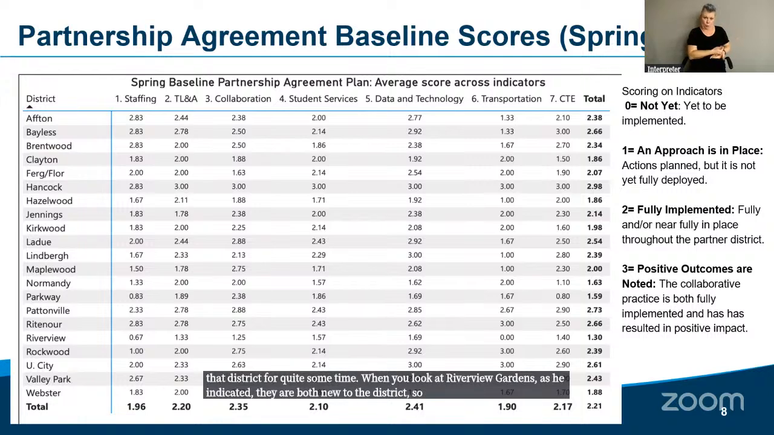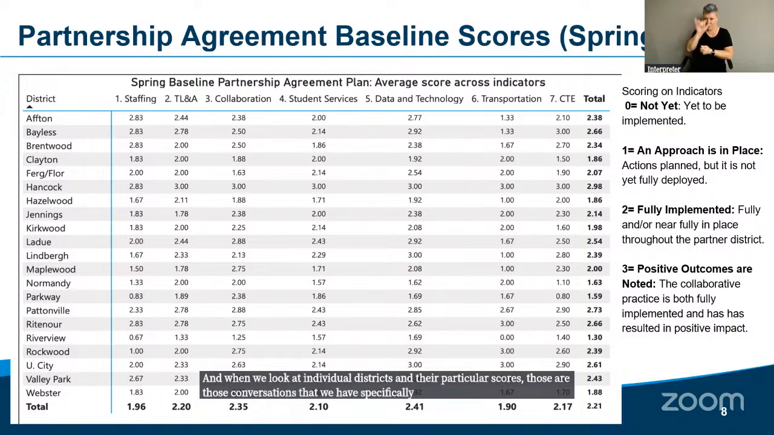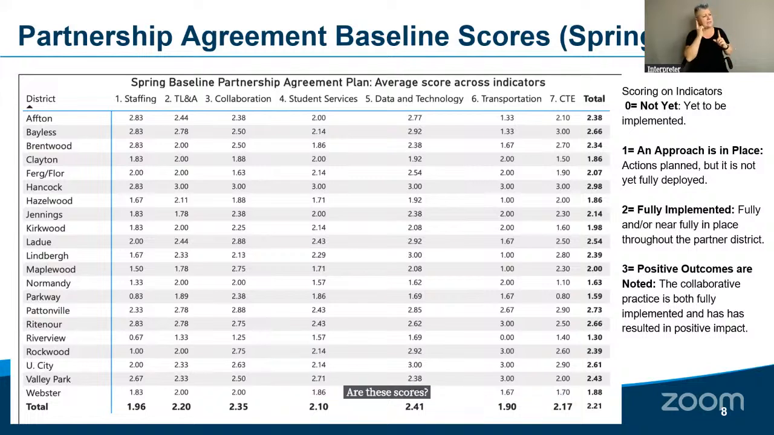So when we're looking at these baseline scores for spring 24, this is going to help enlighten us at the end of this year to see what the progress looks like. We have identified some focus areas to support those districts. When we look at individual districts and their particular scores, those are conversations that we have specifically with that district. But we're also looking universally across the county at what some of those areas of focus are. Now, who is making this score?